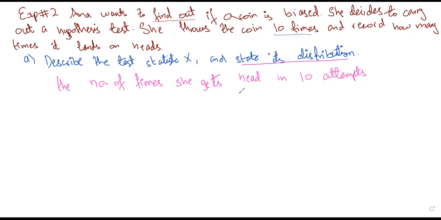Because there is a chance of success and failure. Very good. Either she is going to get heads or she is not. So this is why in this chapter we will be focusing on binomial distribution. We are clear about the test statistic. The new thing was distribution, and you have said correctly, it is binomial distribution. So X, the test statistic, is distributed binomially.